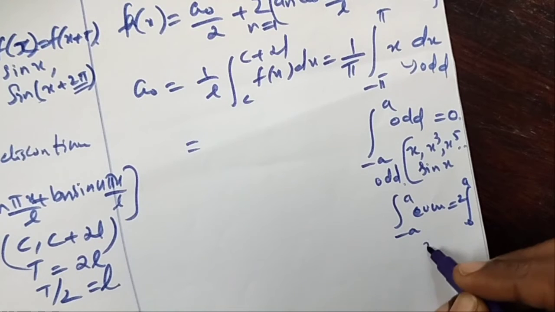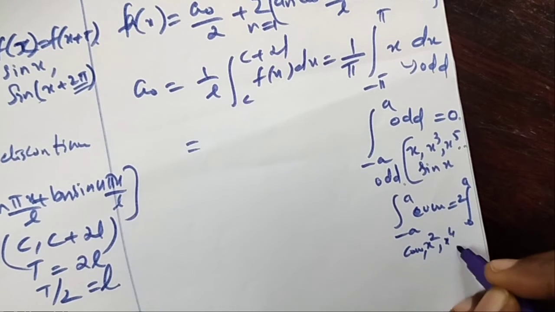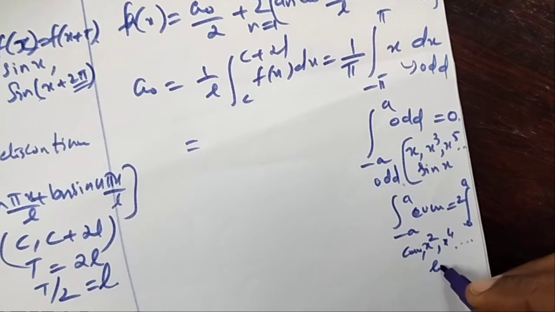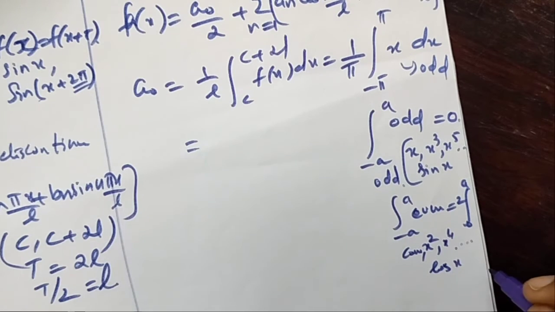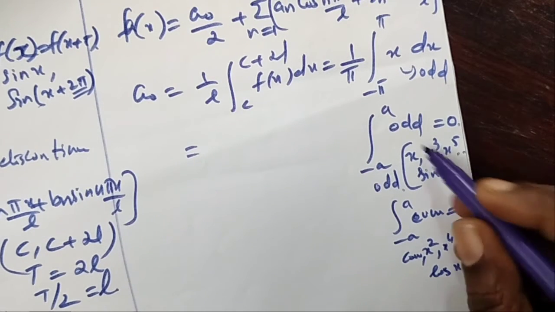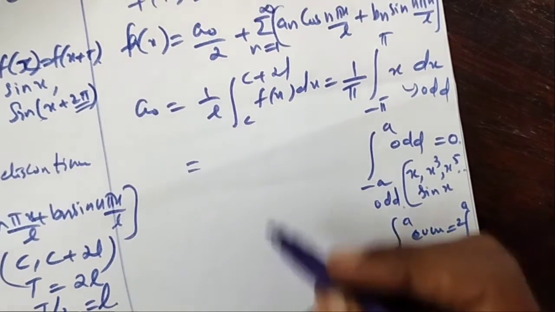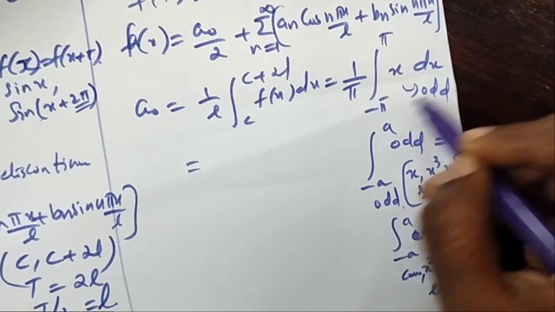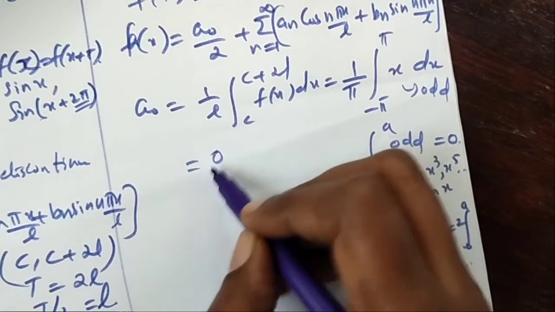Even functions are constants, then x square, x raised to 4, x raised to 6, etc. Trigonometrically, cos x. Tan x is an odd function. So here x is an odd function, so the odd function from minus pi to pi, the answer is 0.